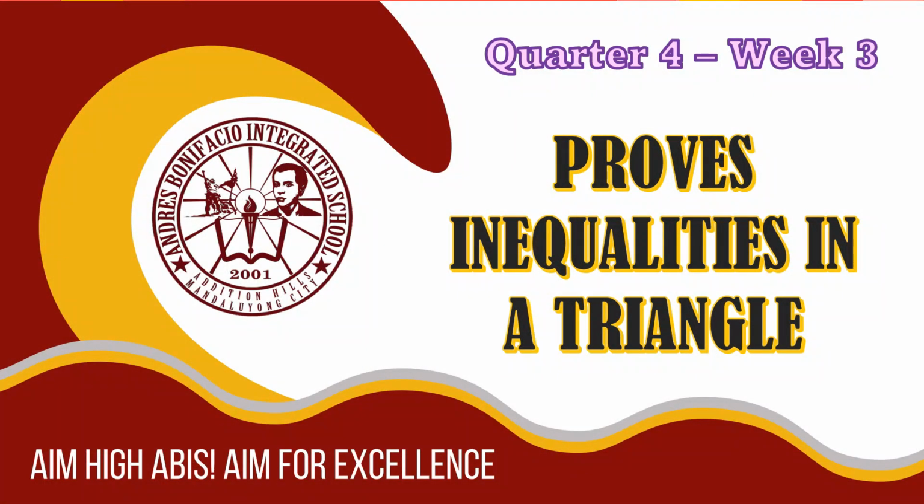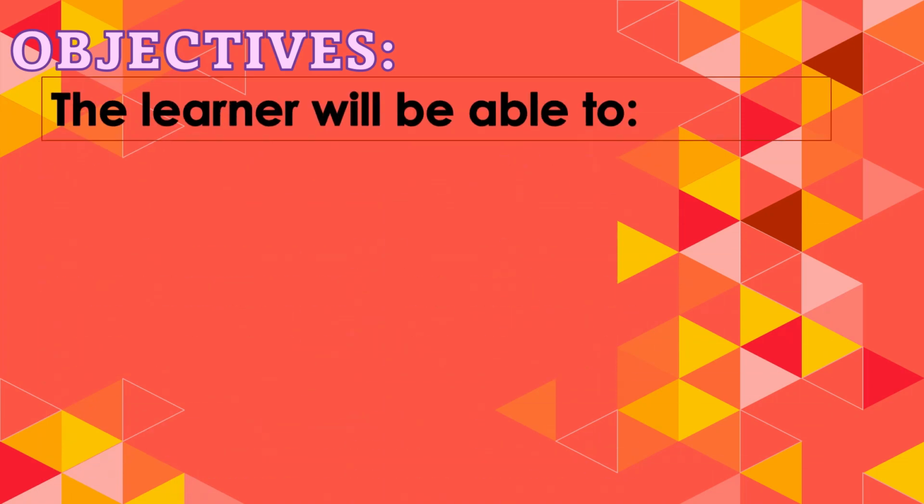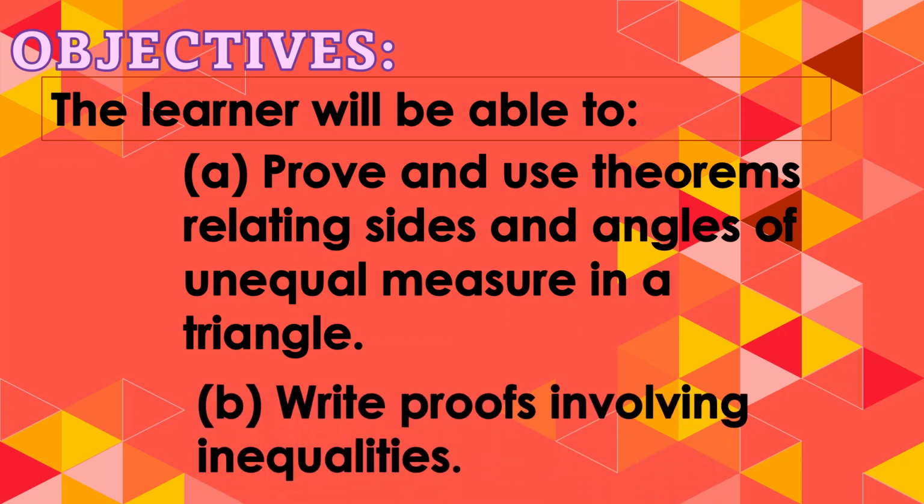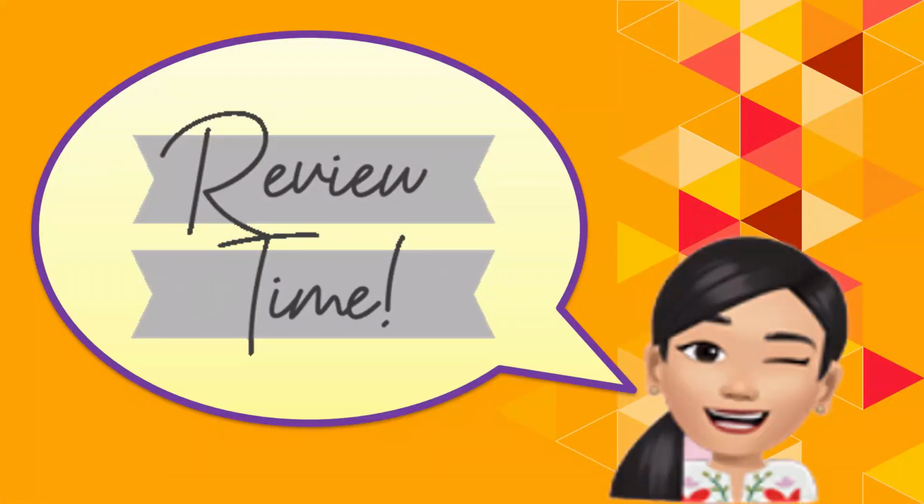Let's discuss proving inequalities in a triangle this week 3 of quarter 4. Our objectives in this lesson are: first, prove and use theorems relating sides and angles of unequal measure in a triangle. Second, write proofs involving inequality. Let's have first a review before we proceed to our lesson.